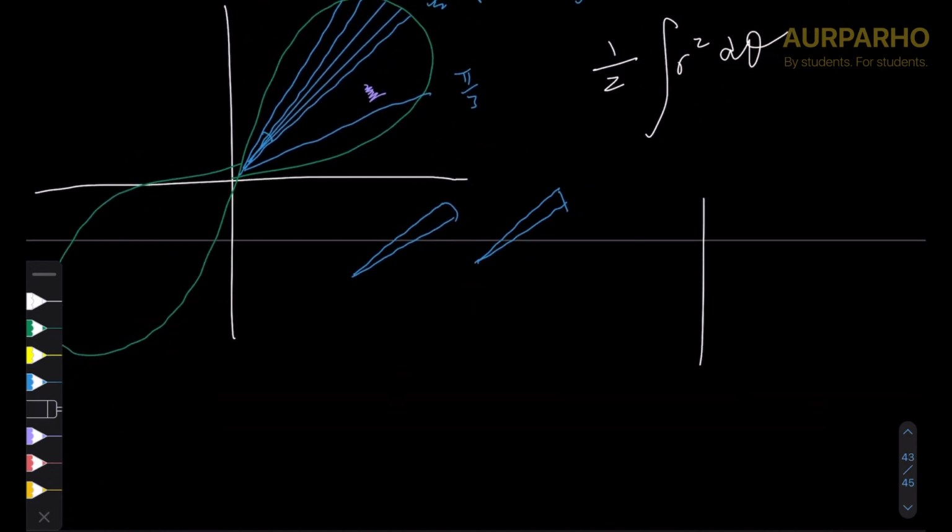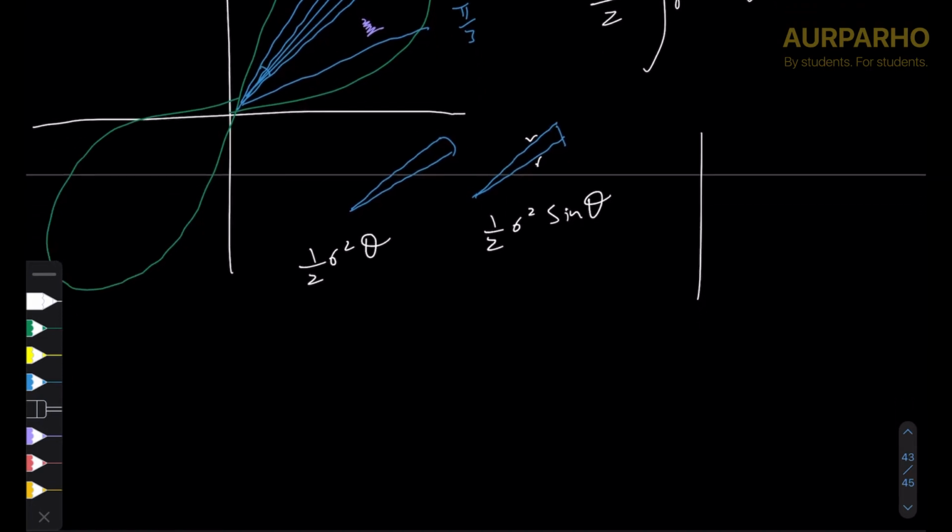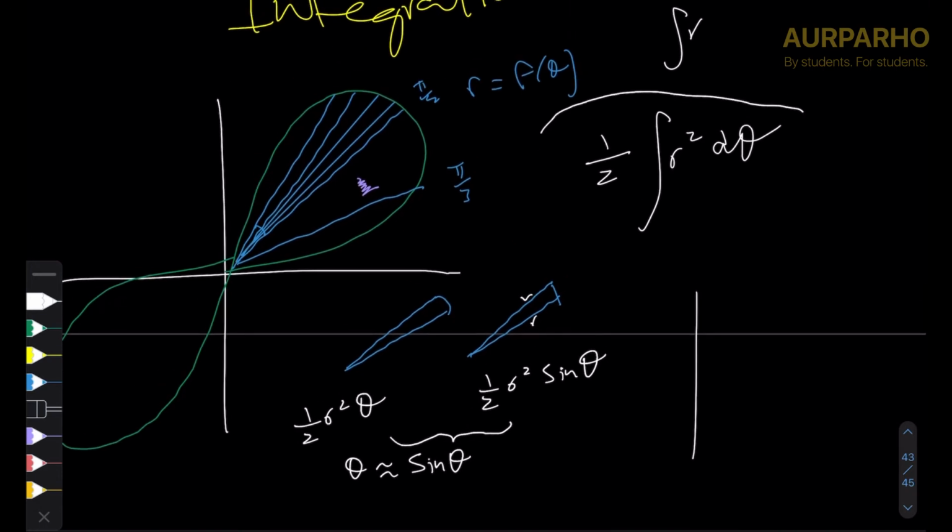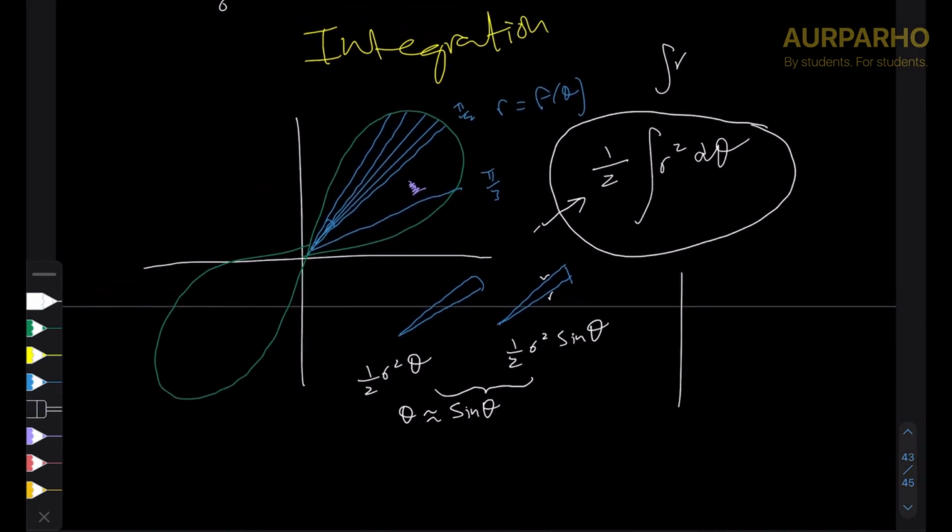And what's the area of a sector? You might remember it's half r squared theta, right? What's the area of a triangle? It's half r squared sine theta, right? It's half AB sine theta, and for very, very small values the radius is pretty much unchanged. And for very small values, theta is approximately equal to sine theta. So these two values are the same. This is the reason why, when you're integrating, this is actually the formula for the area, right?